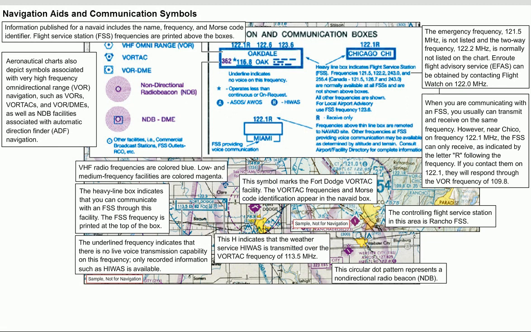For cross-country planning and flight, you can refer to navigation and communication boxes for information concerning radio aids to navigation, or nav aids, and flight service stations in the area. You'll communicate with flight service stations en route to open and close flight plans, obtain current weather information, or for assistance in emergency situations.